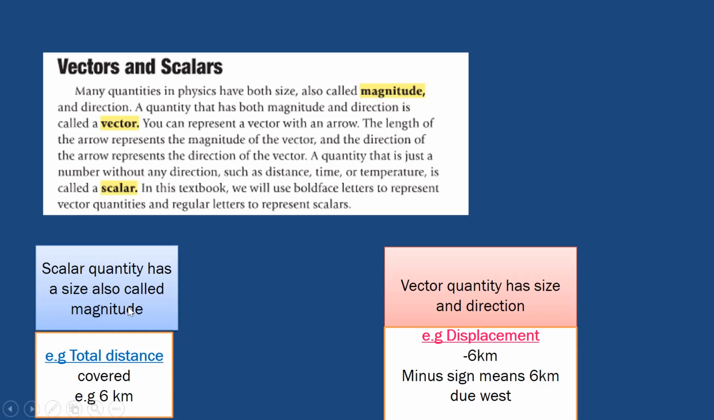A scalar quantity only has the magnitude. So for example, the distance. A vector quantity has a size and direction. For example, displacement, meaning I'm giving a direction in which way I am going. So -6 kilometers, minus means I'm going due west.